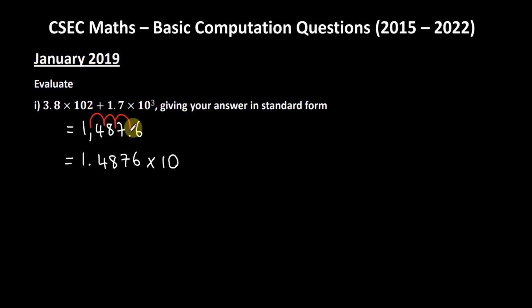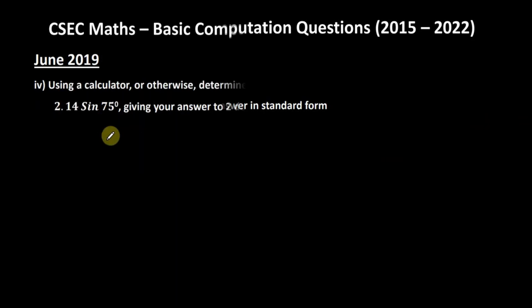So we'll move the decimal point 1, 2, 3 places to the left. So our power here would have been 3. And that's pretty much how we actually rewrite this in standard form. So we'll move on to the next question.